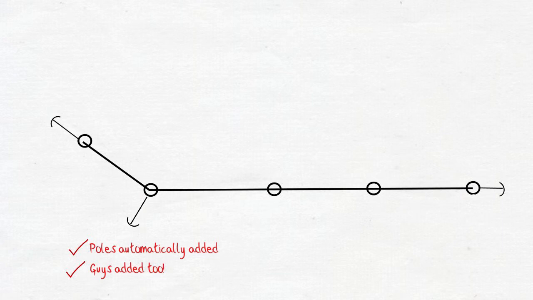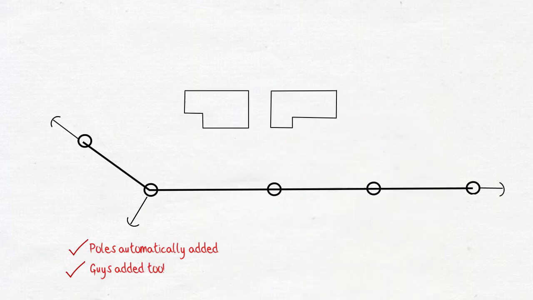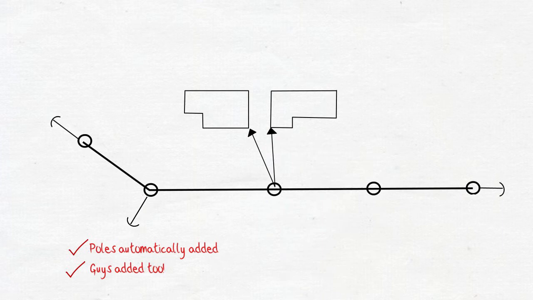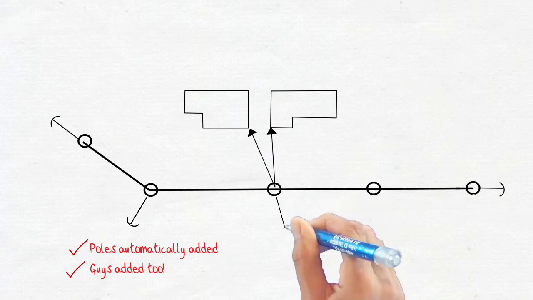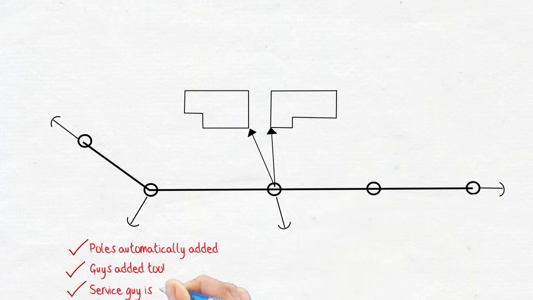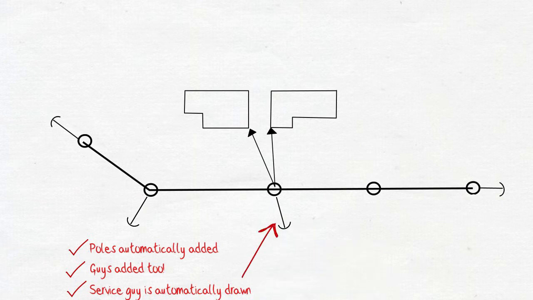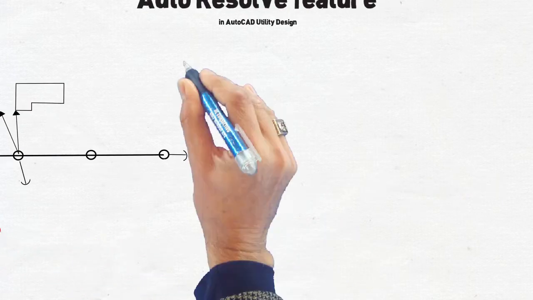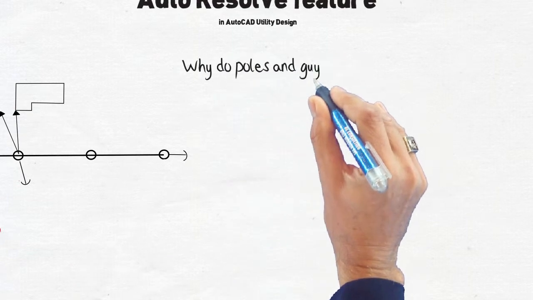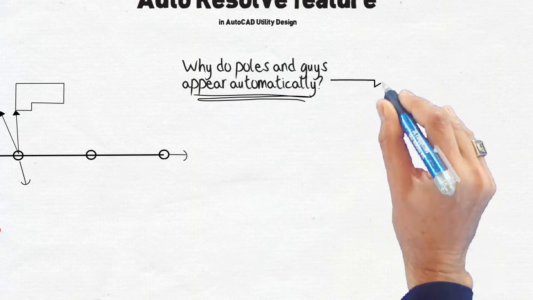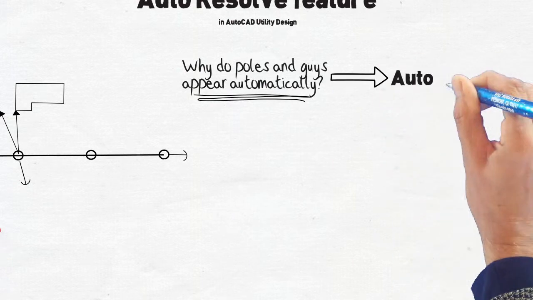Suppose I have two houses here. I'll add two service connections, one for each house, connected to the pole as shown. When I do this, a service guy is automatically added to make sure the pole is balanced. Okay, so the question of this video is, why do the poles and the guys appear automatically? And the answer is the feature called Auto-Resolve.